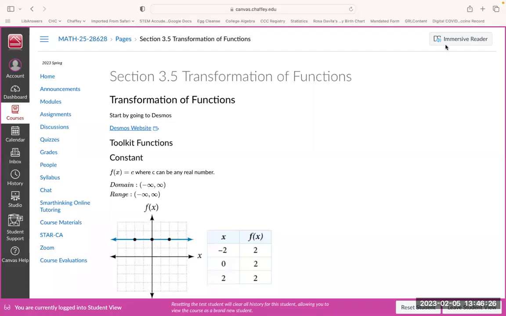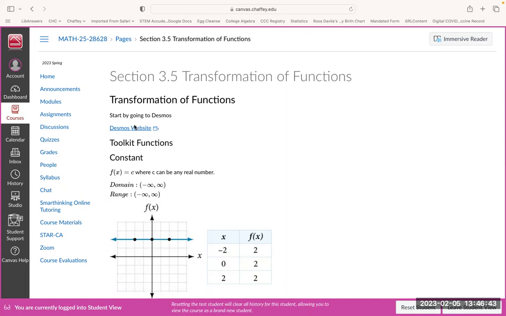Section 3.5, transformation of functions. This one's going to be a little bit different. We're not going to use the book for this section because I feel like I could explain it a little bit easier than the book does. So we'll start off with the actual page that we have here on Canvas.